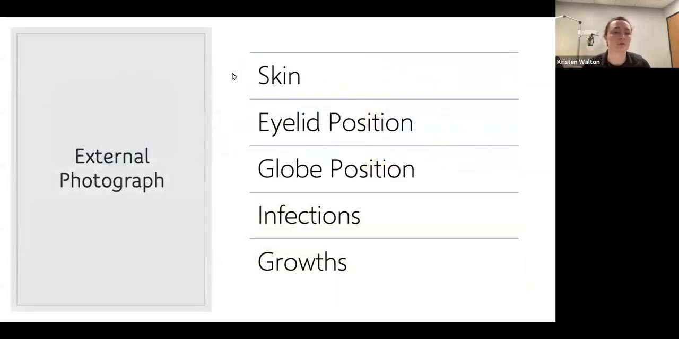With external photography, usually we're documenting skin lesions or excess skin where the eyelid sits, globe position, infections, or growths. Some of these pictures can be used for insurance purposes if we're preparing for a procedure, or just for monitoring how treatment is going, whether there's improvement or worsening.